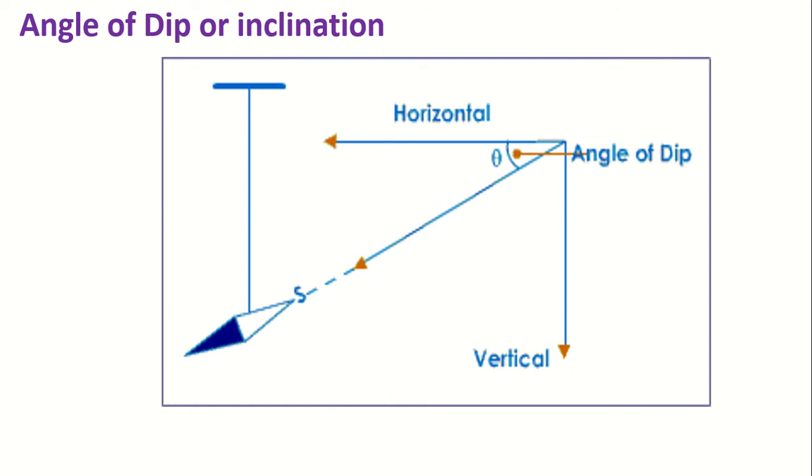So angle of dip, we have already explained angle of dip or inclination. I have already told you the needle magnet or bar magnet is always at an angle theta with the horizontal. Okay. So the horizontal component is called the horizontal intensity, which is denoted by H, of the geomagnetic field intensity, and the vertical component is called vertical intensity V of the geomagnetic field intensity.